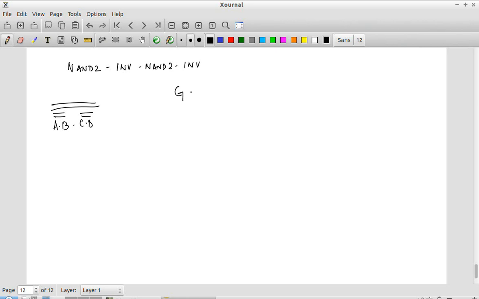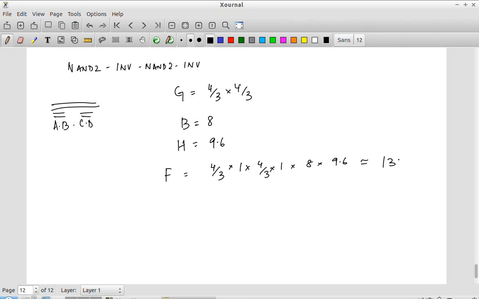Now something changes, G is equal to 4 by 3 into 4 by 3, not 2 into 2, because for a NAND 4 it was 2, for a NAND 2 it is 4 by 3, so 4 by 3 into 4 by 3 is what it is. B remains the same, H remains the same. So S is equal to, I think I made a mistake, 135 was 4 by 3 into 4 by 3 into 8 into 9.6. Let's say around 130 or so, it doesn't matter. It's somewhere close to that range because 16 by 9 is also close to 6. But it is less, and that's the important point.